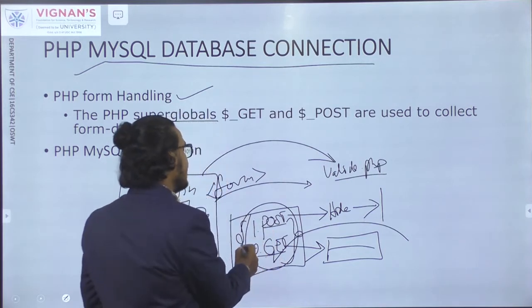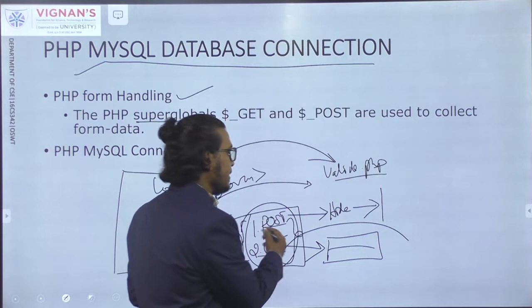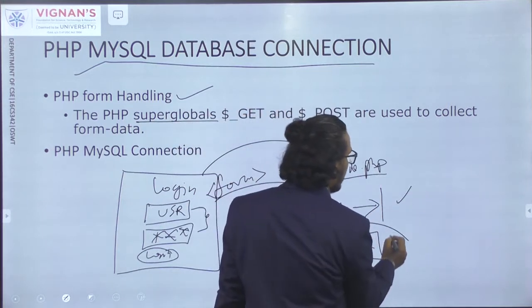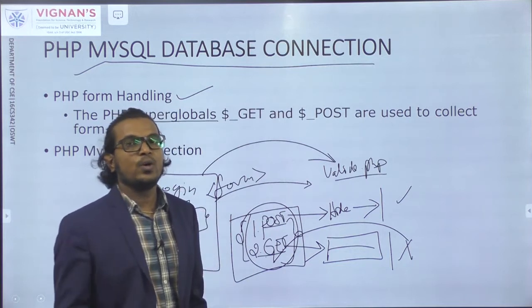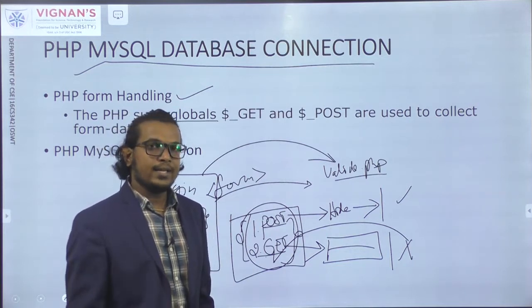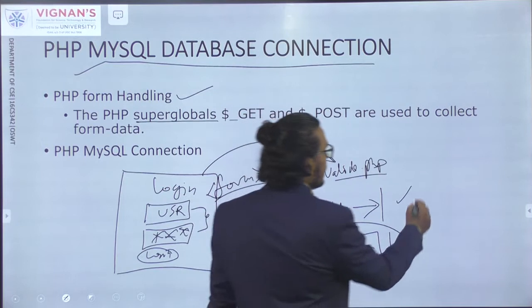Okay, and one more difference is that the post method is secure and the get method is not secure. It is one more reason, one more difference.